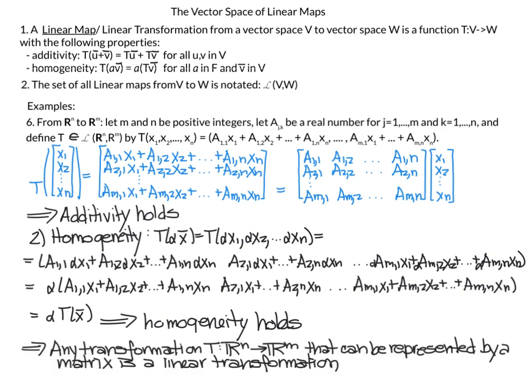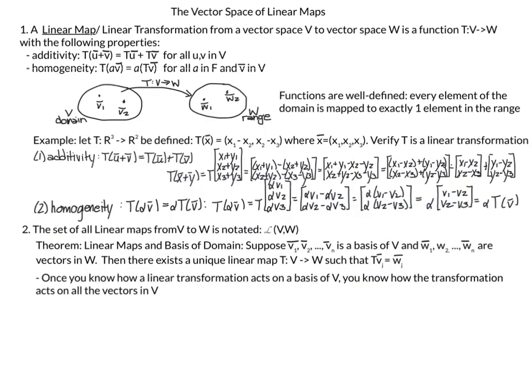Now with additivity and homogeneity, we can say our transformation is linear. And in particular, we can phrase this as any transformation T that goes from Rn to Rm that can be represented by a matrix is a linear transformation. Okay, back to our overview slide.